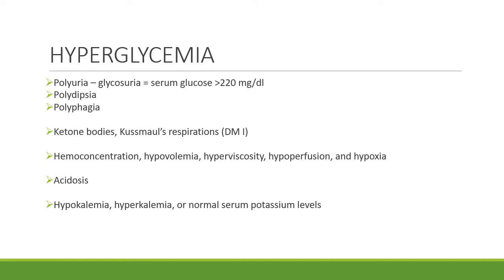Hyperglycemia increases the osmolality of the blood. It increases the viscosity of the blood. And as the body recognizes that the blood is becoming too thick, it triggers the body to drink more fluids to thin out the viscosity. So we have polydipsia, we have a lot of thirst.